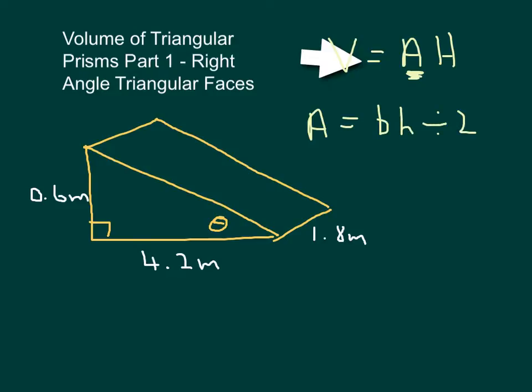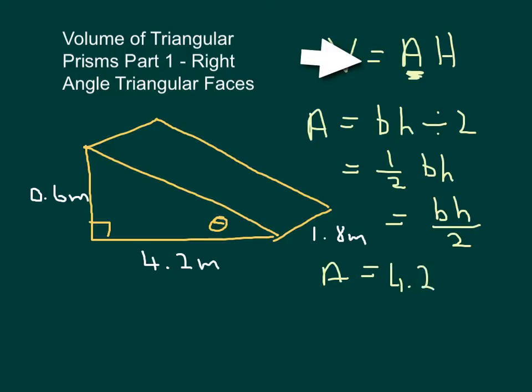Okay, there are other ways of writing that. Commonly it's seen as this: half base height, or sometimes written like this: base times height divided by 2, because a fraction is a division. Anyway, whatever we use, we can say in this case the area of this triangular face here is half the base times the height, or base times height divided by 2. Okay, so let's go base, well that's 4.2, times 0.6 is the height, divided by 2.